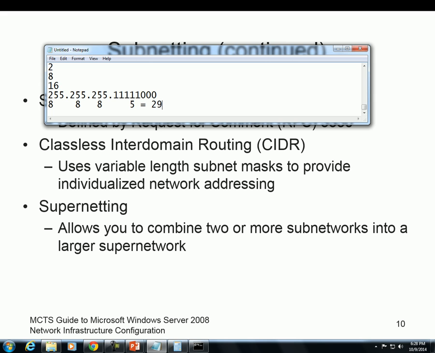Supernetting allows you to combine networks. It's kind of weird. Subnetting makes our network smaller. Supernetting makes the small networks big again. A prime example of that is this building. Our network here is 10.50 and 10.60. Our subnet mask here at Rose State is 1111, 1111, 1111, 1111, all 0.